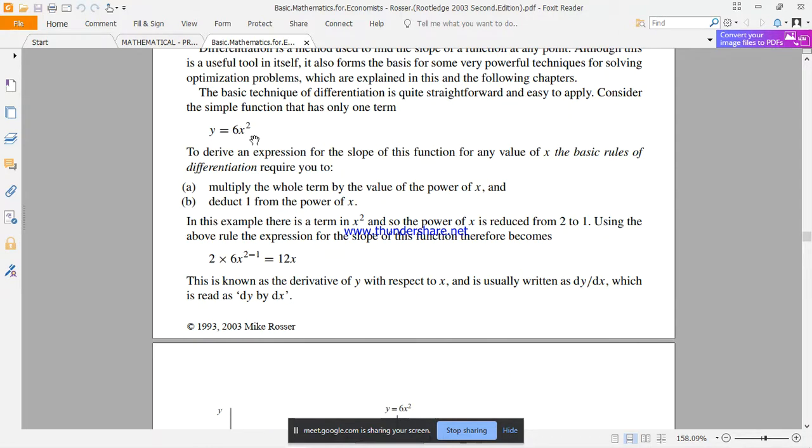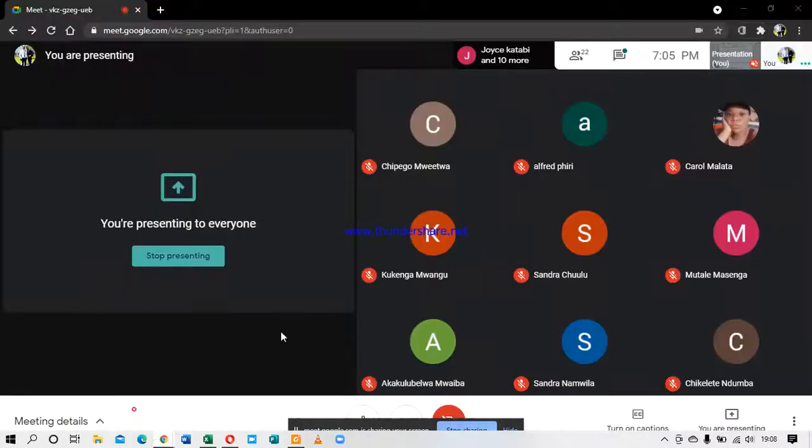So now, how do we differentiate a given function? For example, if we have this function y is equal to 6x squared, to find the slope of this function, I will just multiply 2 by 6, then I will reduce 2 by 1. What do I mean by that? What I mean is this.